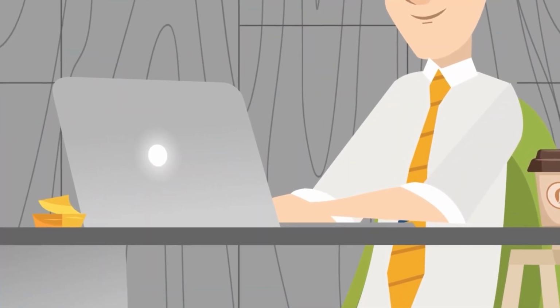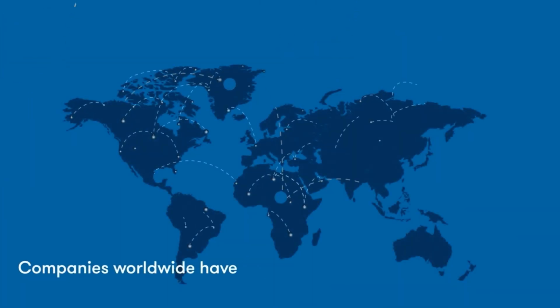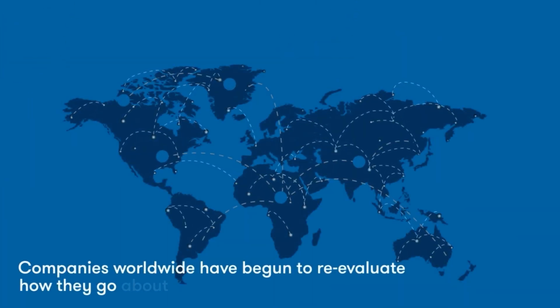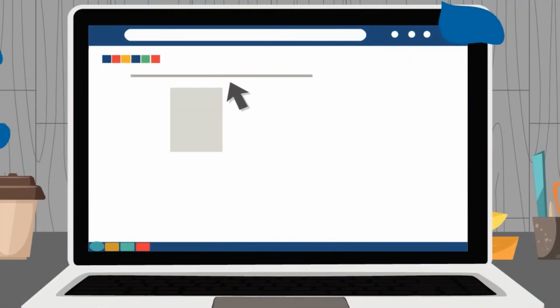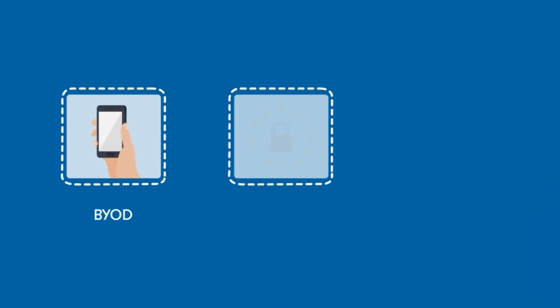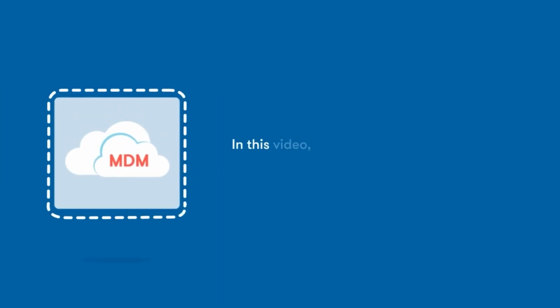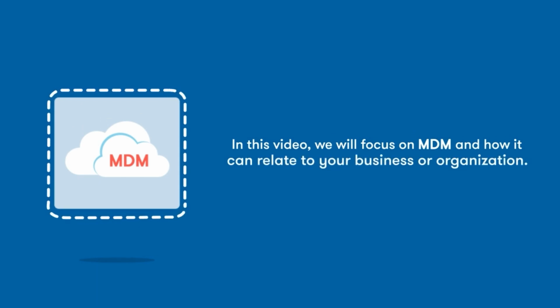With the increasing reliance on business being conducted electronically, companies worldwide have begun to reevaluate how they go about managing electronic devices. One of the largest aspects these companies have needed to keep in mind is the use of personal electronics in the workplace. Protocols such as Bring Your Own Device (BYOD), General Data Protection Regulation (GDPR), and Mobile Device Management (MDM) have been modified and implemented in companies worldwide. In this video, we'll focus on MDM and how it can relate to your business or organization.